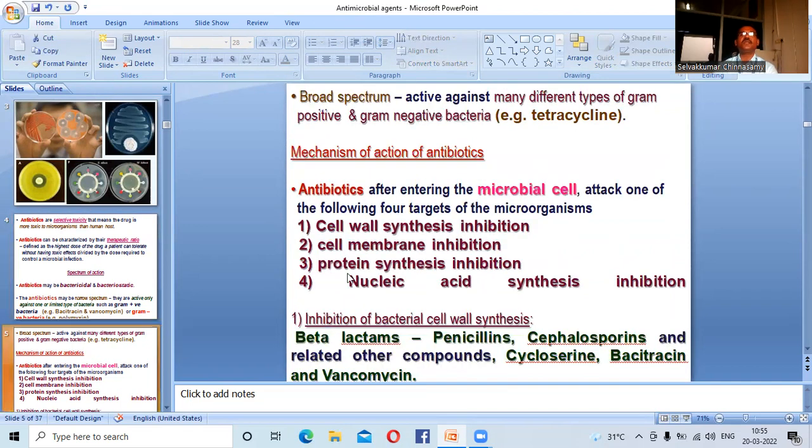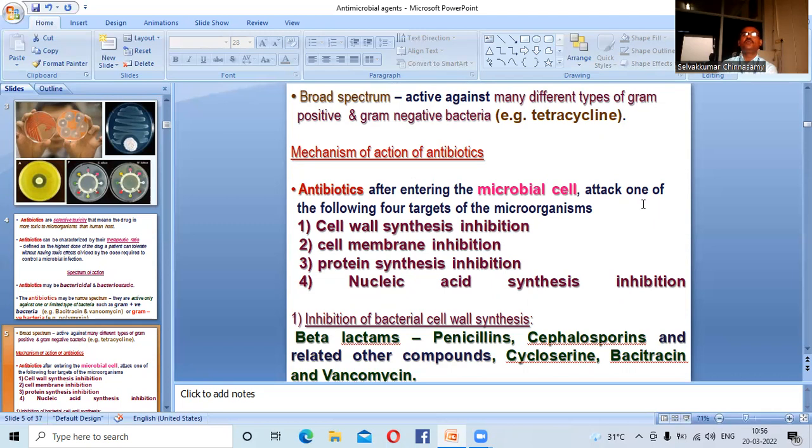Then broad spectrum. The other category of antibiotic is called broad spectrum antibiotics. This type of antibiotic, for example tetracycline, can act against gram positive as well as gram negative bacteria.